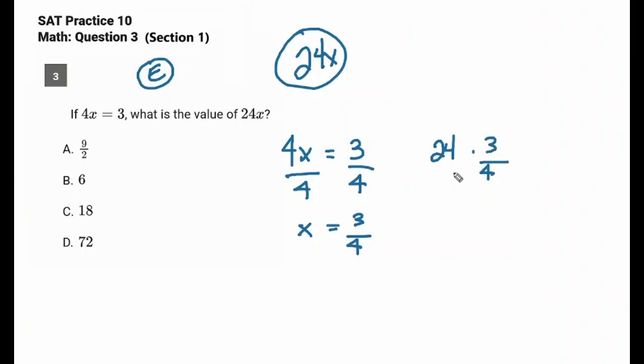You can put that in your calculator, or if you want to, you can do it on paper. You can divide or reduce by 4, and you're just going to get 18. It's C. You get it right real quick and move on.